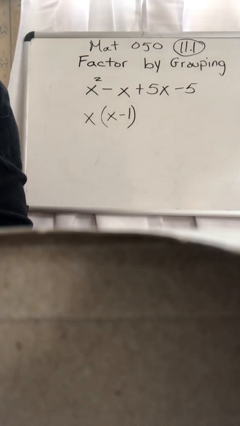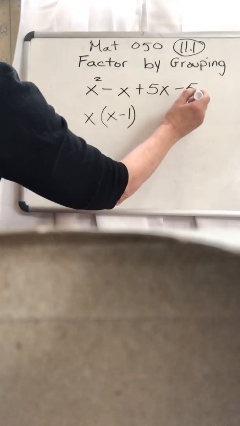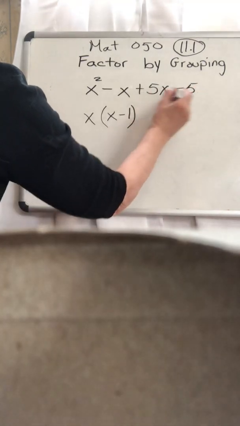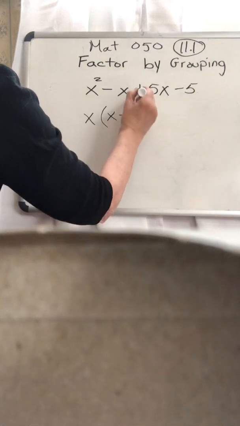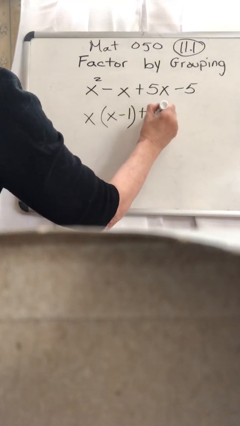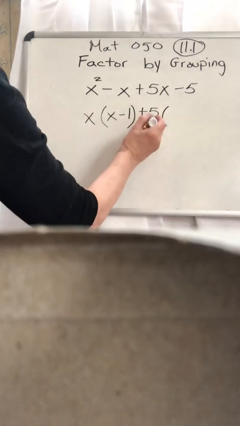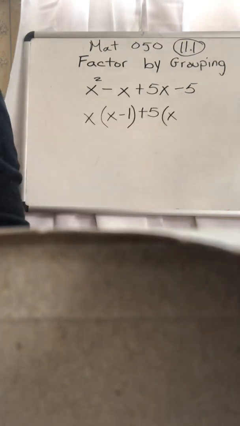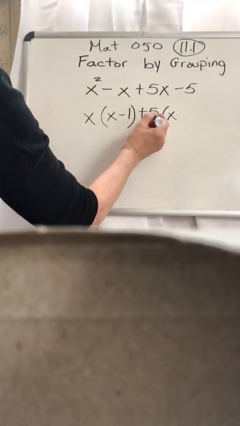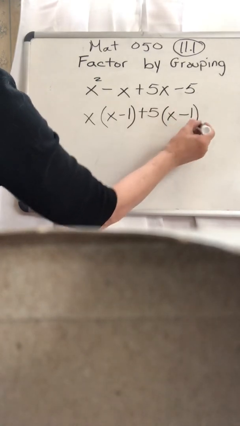The second step says factor out the common factor from the third and the fourth term. So third term, fourth term, common factor looks like it's going to be 5. Since there's a plus sign in front of the 5, I'm going to put plus 5. So a positive 5 times what would give me 5x, an x. A positive 5 times what would give me a negative 5, a negative 1.